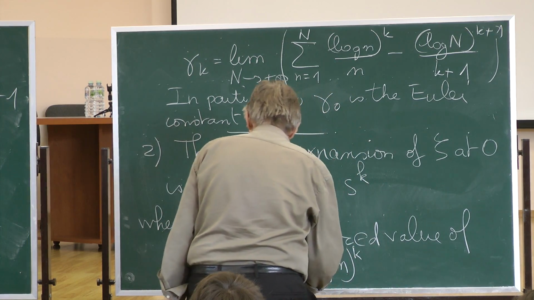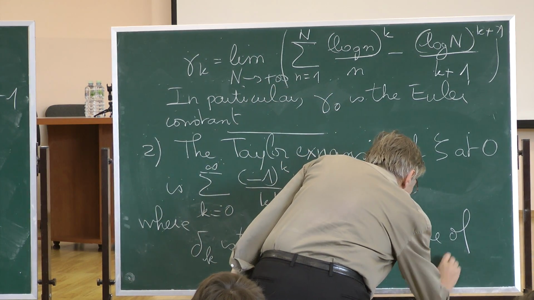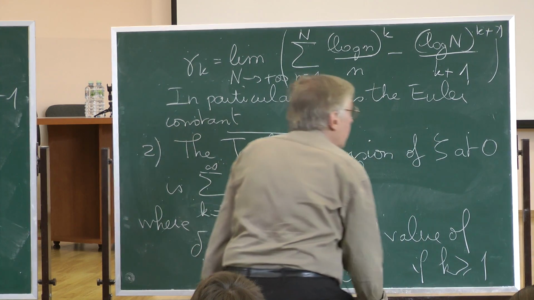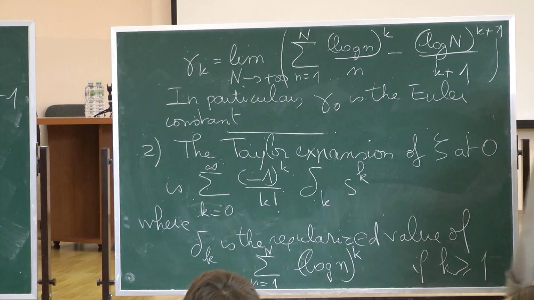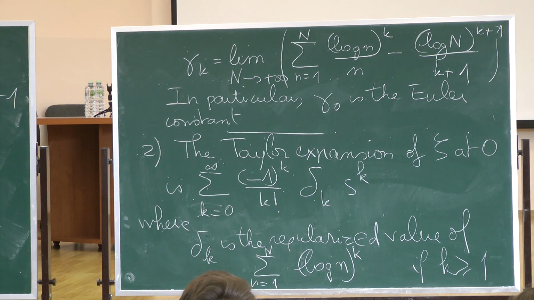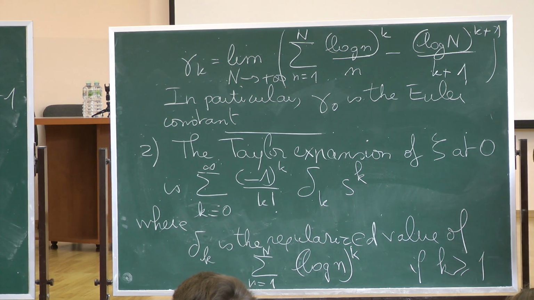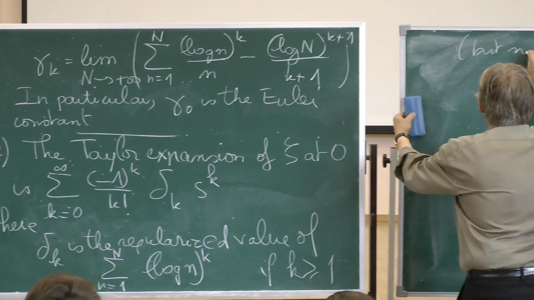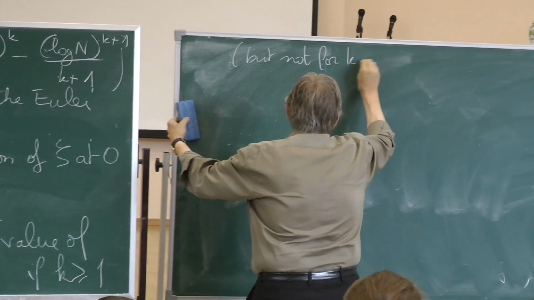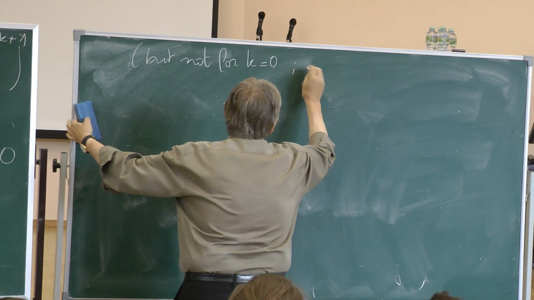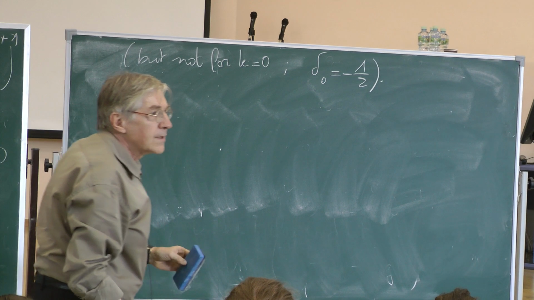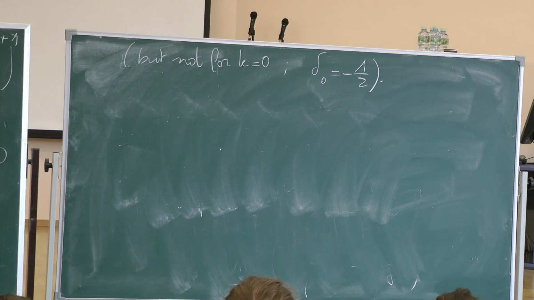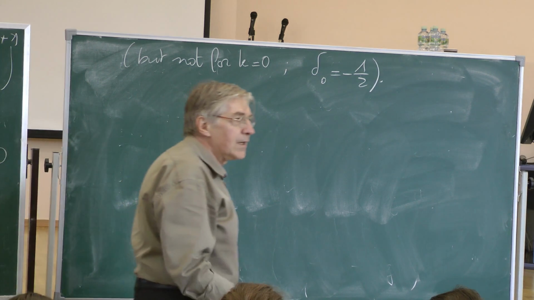And this works only if k is larger than or equal to 1. For k equals 0, it does not work. There is an exception. The formula is not valid for k equals 0. We have delta index 0, which is minus a half, because we know that zeta of 0 is minus a half. So we have to understand different things here.